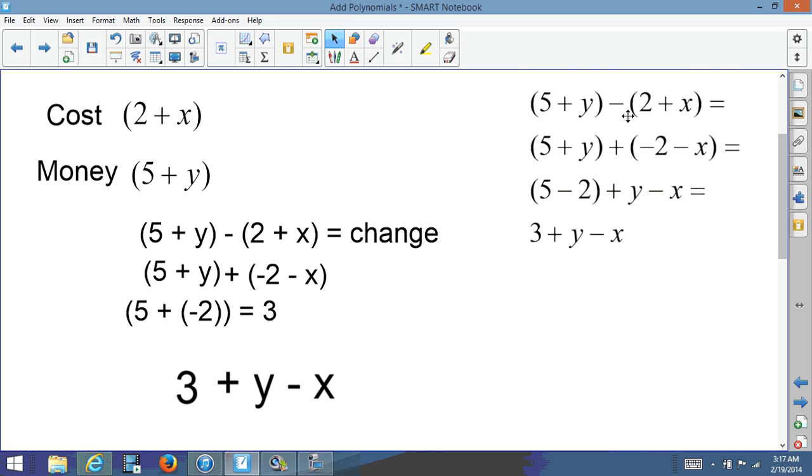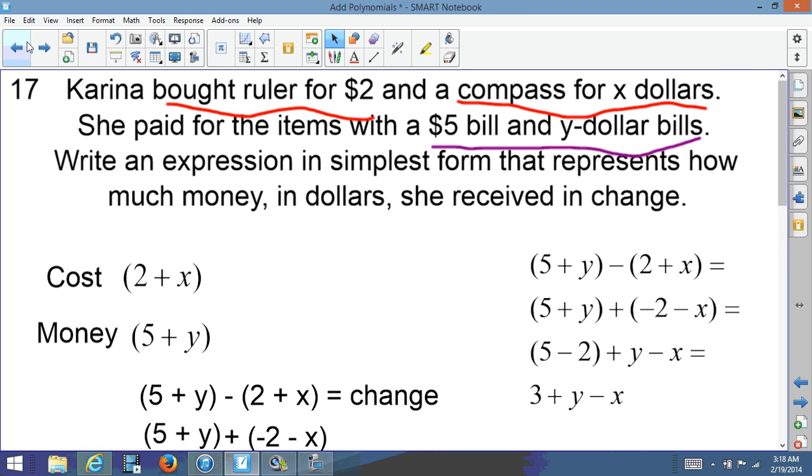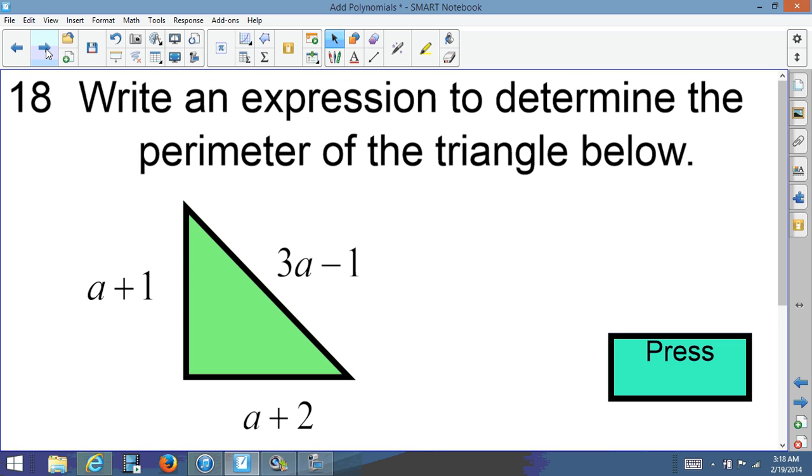And here's again how I did it, so you get the same answer. So this was a very good problem with words using algebraic expressions and polynomials. So I hope you got something out of it. Here's another question that you can try for yourself. Write an expression to determine the perimeter of the triangle below. So see if you can figure it out. Remember, perimeter is the distance around the figure. You find that by adding all the sides.